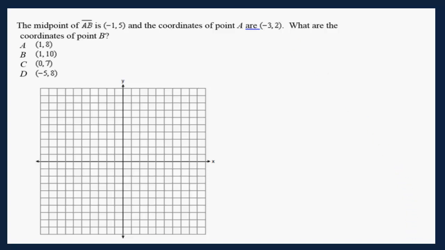Hi, I would like to help you today in finding the midpoint of a segment. The midpoint of AB is (-1, 5), and the coordinates of point A are (-3, 2). What are the coordinates of point B?